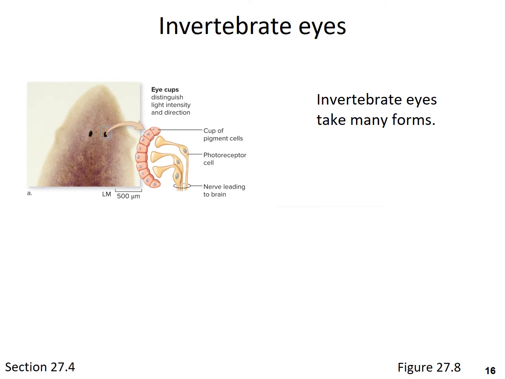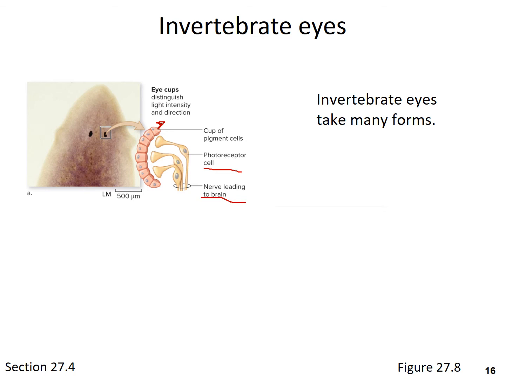First of all, you've got eye cups, which can distinguish light intensity and direction. So what you're going to see is a cup of pigment cells right here. They're going to be contacted by the photoreceptor cells right here. And once those photoreceptor cells start firing, they're going to send signals to the nerves leading to the brain.